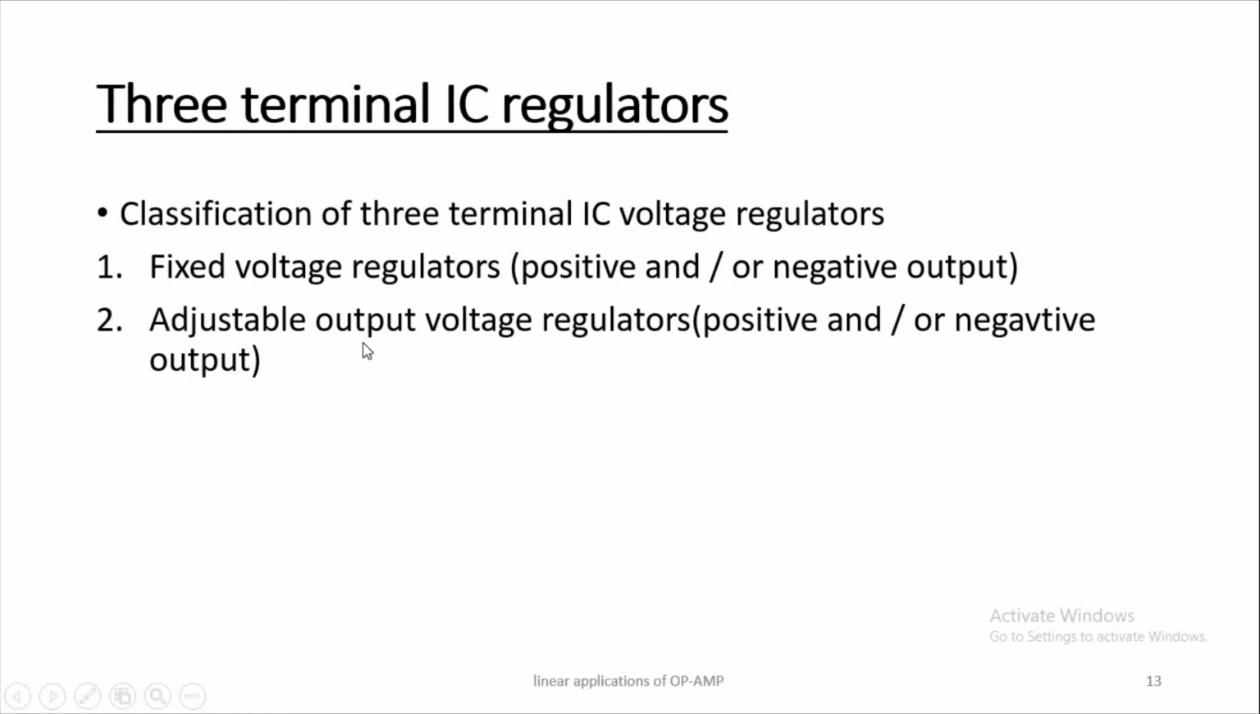Now, 3-terminal IC regulators. Discrete component regulator circuits such as the Zener voltage regulator are not much used in practice. Nowadays, voltage regulator circuits are available in integrated circuit form, and IC regulators are widely used. The classification of 3-terminal IC voltage regulators: they are classified into the following categories. The first one is the fixed voltage regulator, positive and or negative output, and the second one is the adjustable output voltage regulator, positive and or negative output.